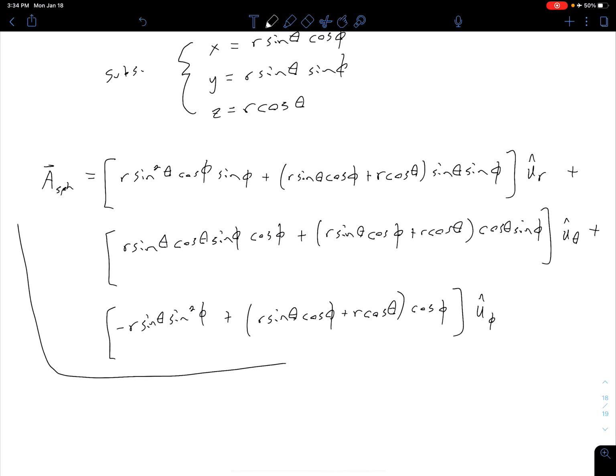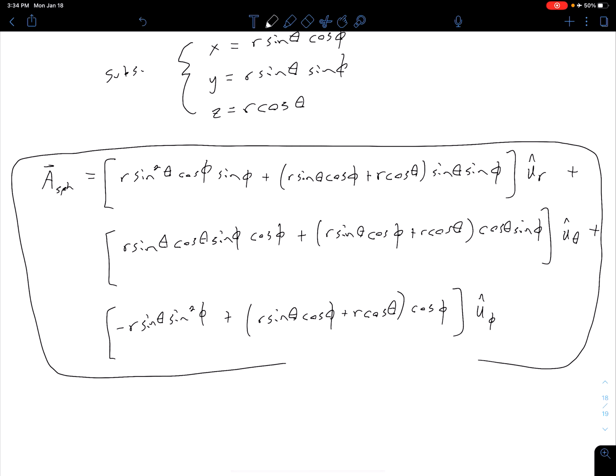So that big mess there is A in our spherical coordinates. In the next video, we'll come back and we'll finish with part 3 of this example.